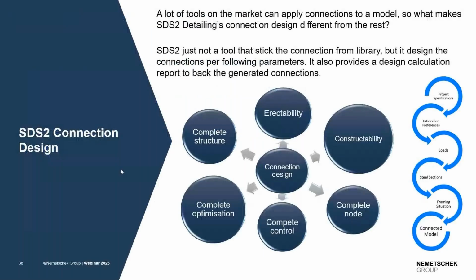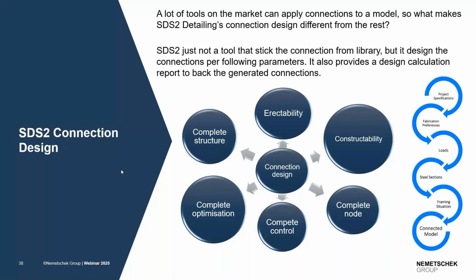So let's start with how SDS does a connection design. Whenever you do a stick model in SDS, it is a fabrication intelligent machine. It does not just stick a connection from a library, but it basically analyzes the project specification, your fabricator preference, your load, the region where you are executing the project, your steel section sizes, availability, and your framing situation, and then it develops a connection.